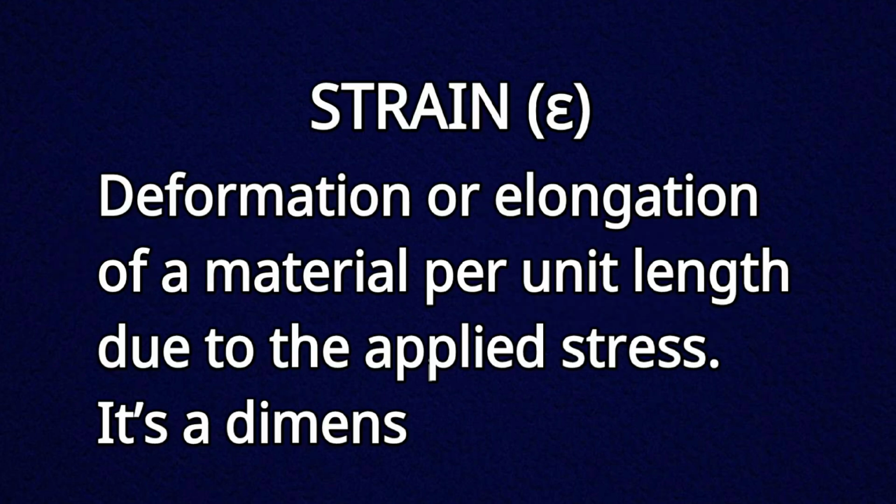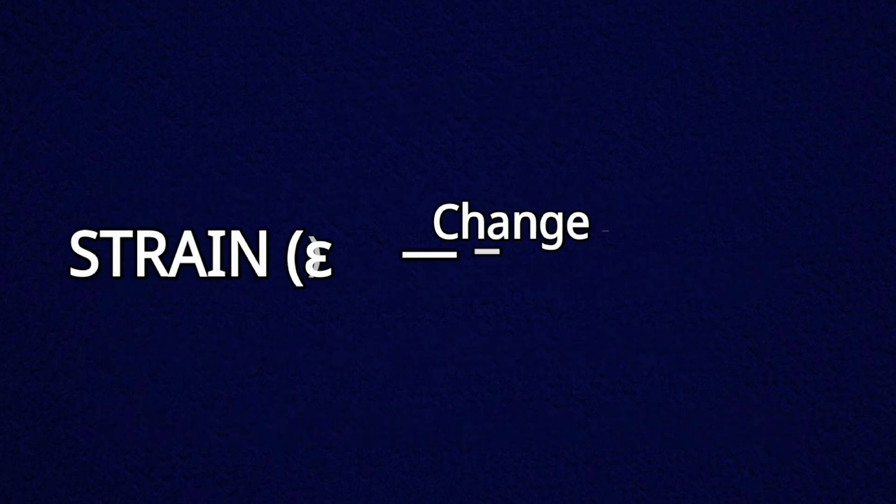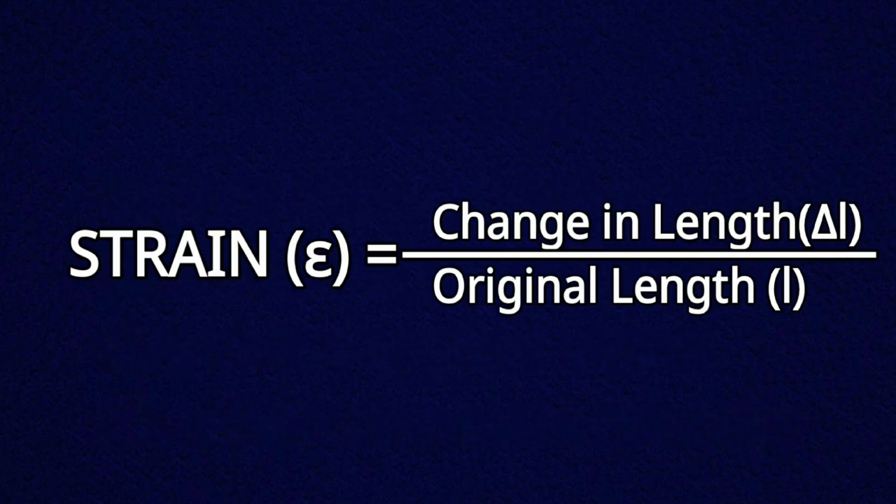Strain, on the other hand, is the deformation or elongation of a material per unit length due to the applied stress. It's a dimensionless quantity, as it's a ratio of lengths. Formula: strain equals change in length by original length. Now that we know these basics, let's look at how materials behave under stress.